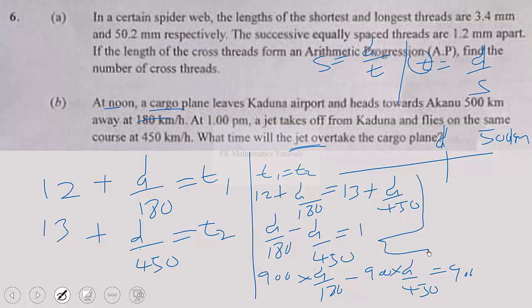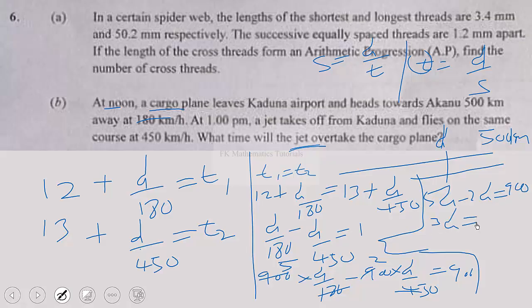So we are solving this equation, and 180 will go here. How many times? 5. Then 450 will go here, 2 times. So we are going to get 5d minus 2d is equal to 900. So 3d is equal to 900, divide both sides by 3. So the d will be equal to 300.